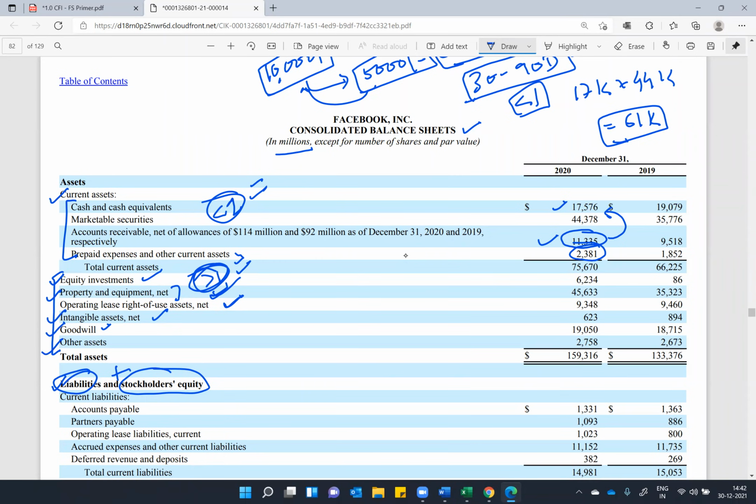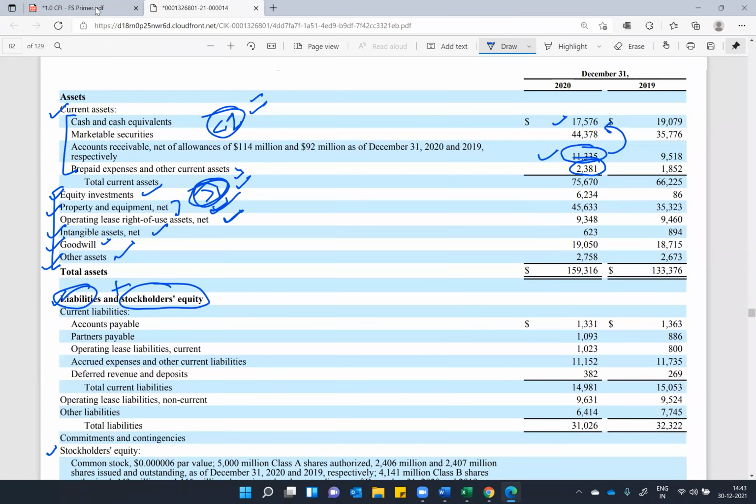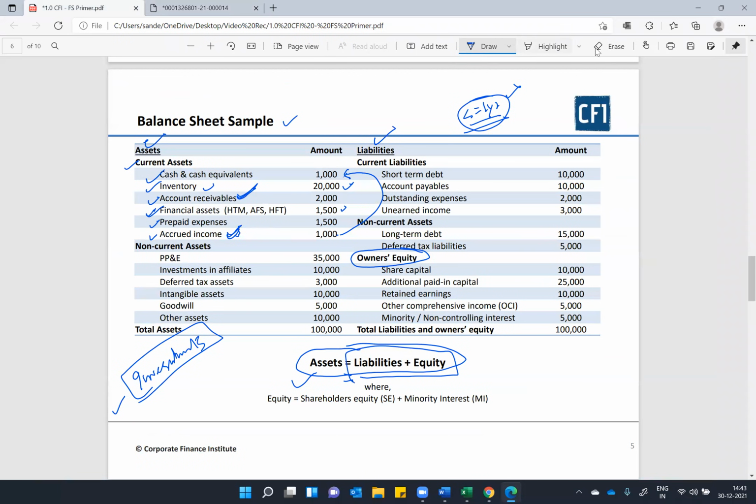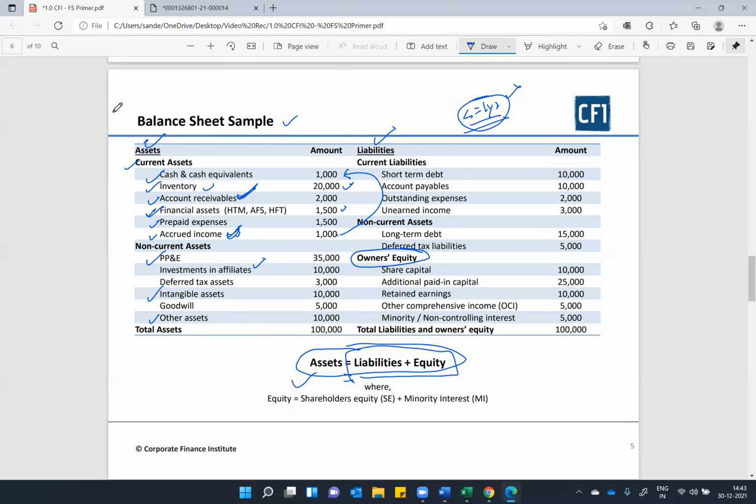Other assets are small assets that you have, and you don't want to name them, you just club them under other assets. So these are all components of assets. Let me see if I have some extra line items. We have discussed PP&E, we have discussed intangible assets, other assets we have discussed, and goodwill is yet to be discussed. Investment in affiliates is more or less your equity investments, so you can also call it investment in affiliates.